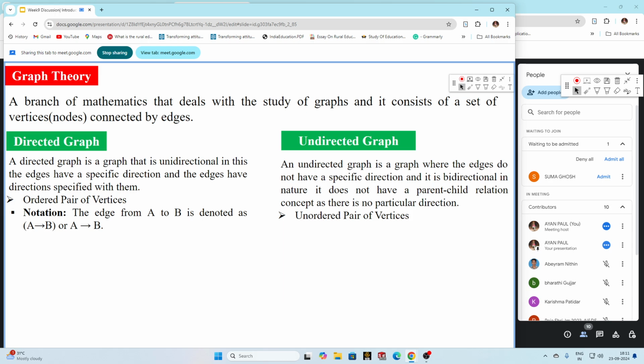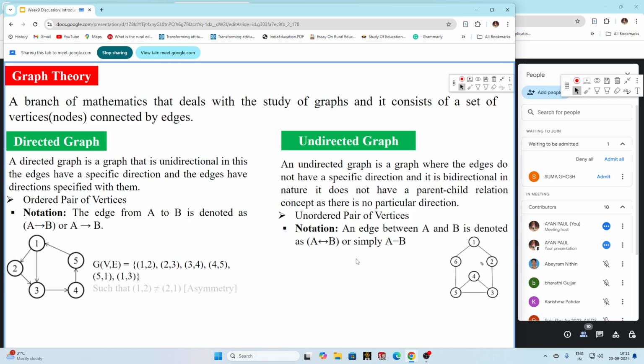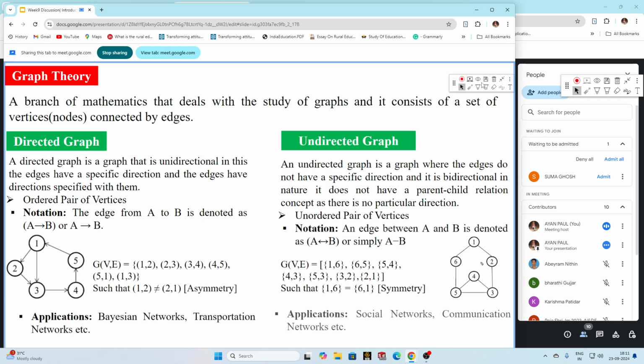Graph theory is basically the study of graphs. A graph consists of a set of vertices, or nodes, connected by edges, as we have seen in our Bayesian network, which is a directed acyclic graph. A directed graph is a graph that is unidirectional. In it, the edges have a specific direction specified with them, like we have seen in our DAG. This is a directed graph.